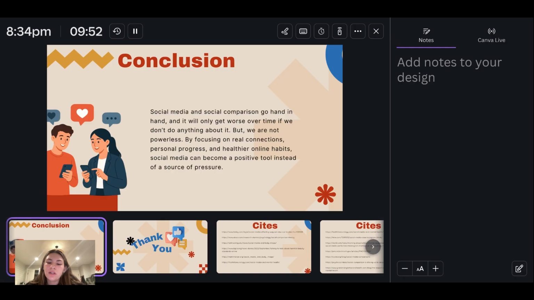Social media itself is not the problem, it's how we use it and how it's designed. If we become more aware and more intentional, we can shift social media into a tool for inspiration.